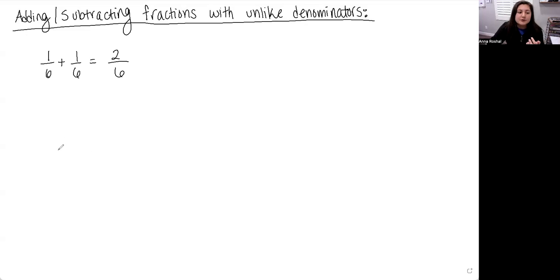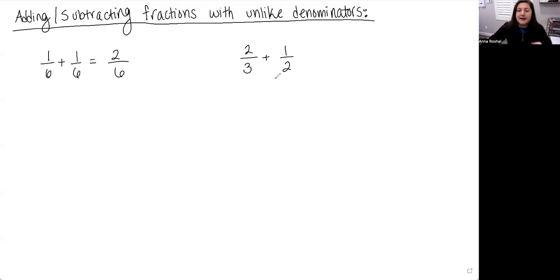However, when we add or subtract fractions with unlike denominators, it kind of looks a little bit different. And so let's talk about, for example, whoops, that's not a proper fraction. We need a proper fraction. So like 1/2 and 2/3, right? So these guys have different denominators.